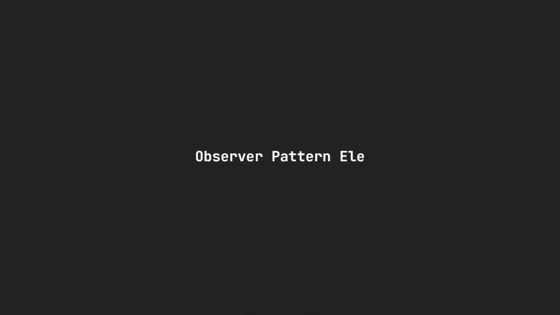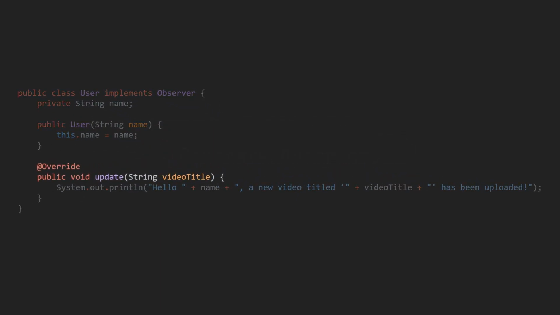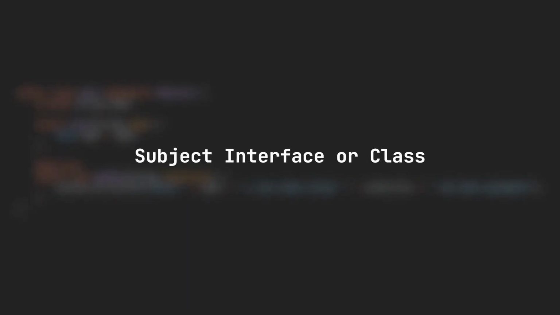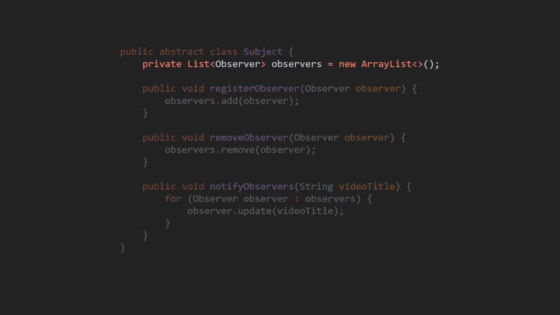The observer design pattern consists of the following main elements. Observer interface. This is an interface that defines the methods required for observers. These methods are used to update the observers. Concrete observers. These are classes that implement the observer interface. Each concrete observer that is registered with the subject will receive notifications. Subject interface or class. This is a class or interface that maintains a list of observers. The subject notifies the observers on the list when there's a change in state. It provides methods for adding, removing, and notifying observers.